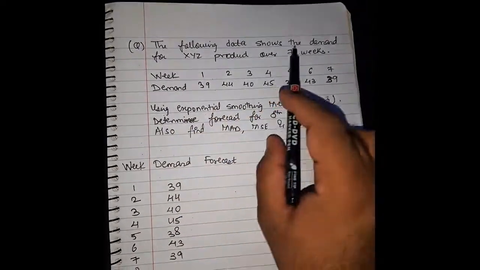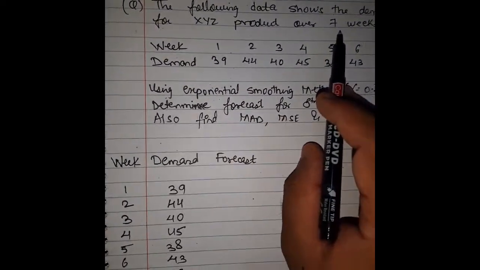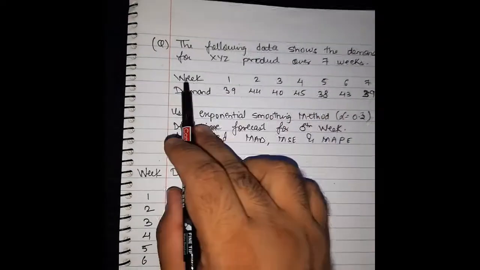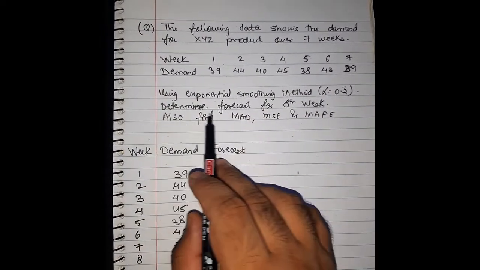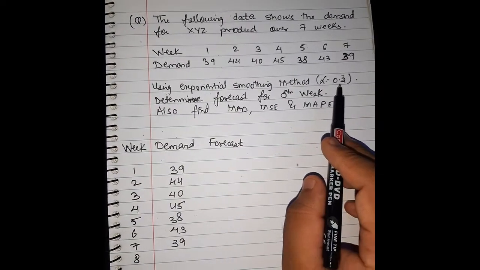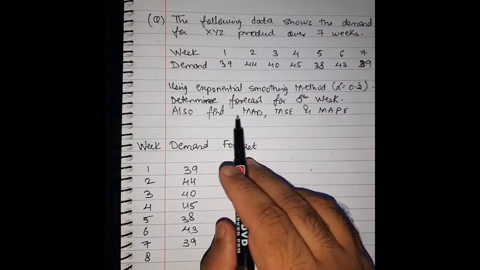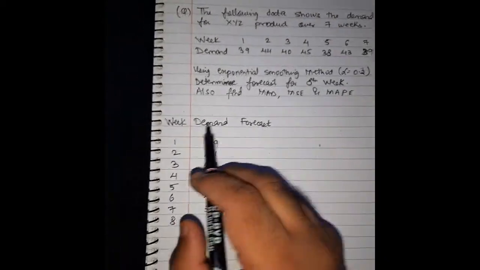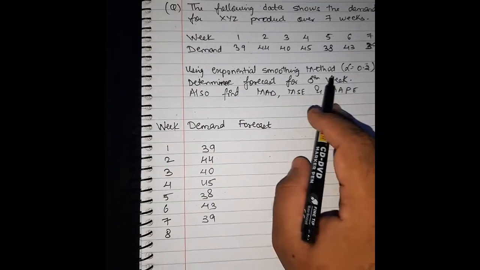The following data shows the demand for an XYZ product over 7 weeks. The week and the demand are as follows in sequential form. Using the exponential smoothing method with alpha given as 0.2, determine the forecast for the 8th week and also find the MAD, MSD and MAPE. The forecast we have to calculate using the smoothing constant method.